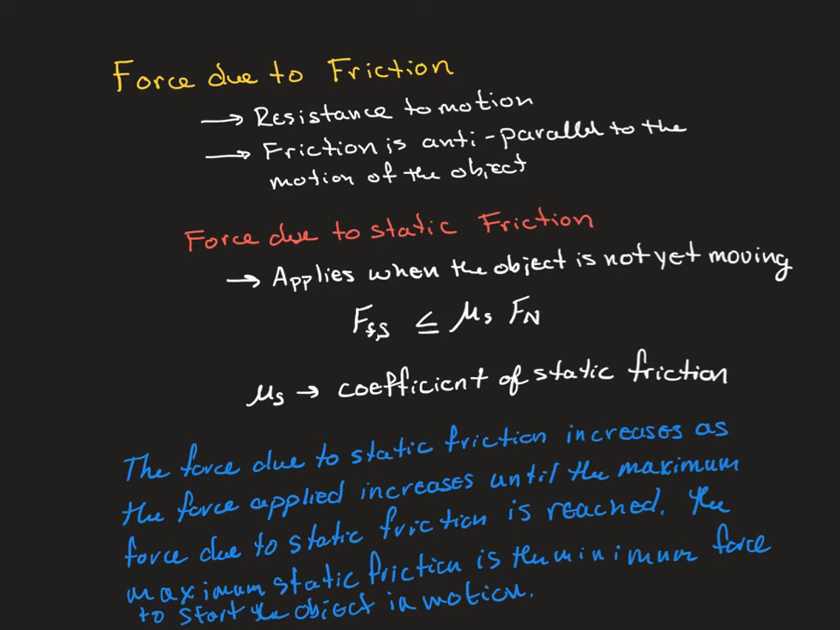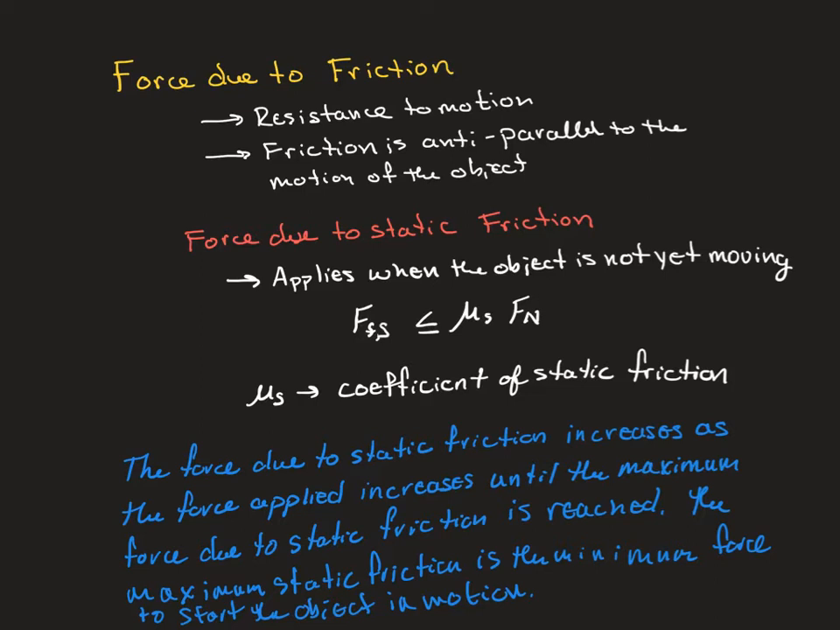In this video, we are going to discuss our last type of force for this unit, called the force due to friction. The force due to friction is the resistance to motion. So it's due to the fact that the surface of the object and the surface it sits on are not perfectly flat. As the jagged molecules rub up against each other, there is resistance.